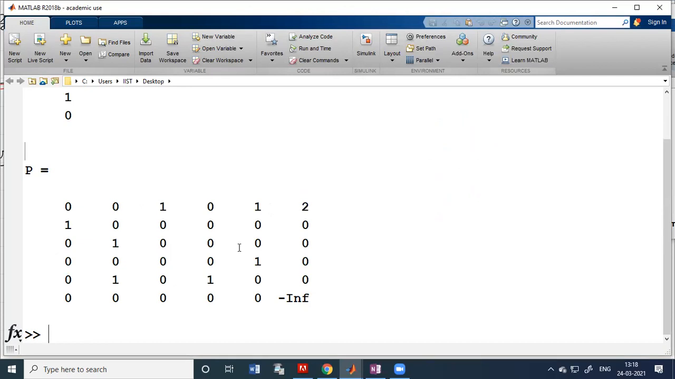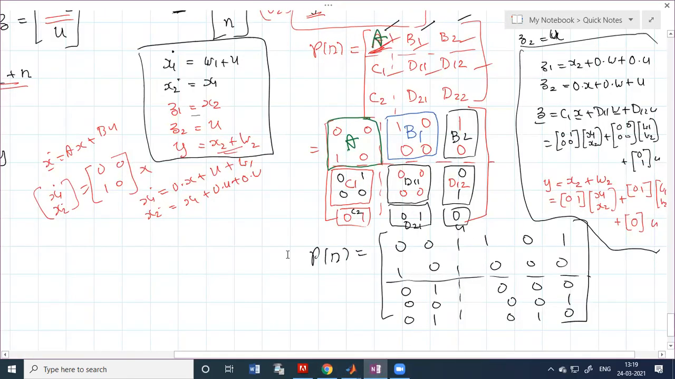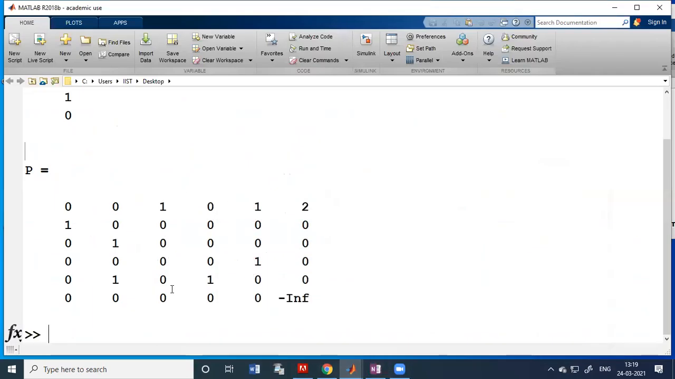Except for the last column and the last row, our P matrix must match with what we obtained in A, B1, B2, C1, D11, D12. That form we wrote. Can you see the screen now? What are you seeing? OneNote. OneNote you are seeing. So you see, this matrix is what I told you. The first 5 rows and first 5 columns will correspond to this. That's what we are seeing here.